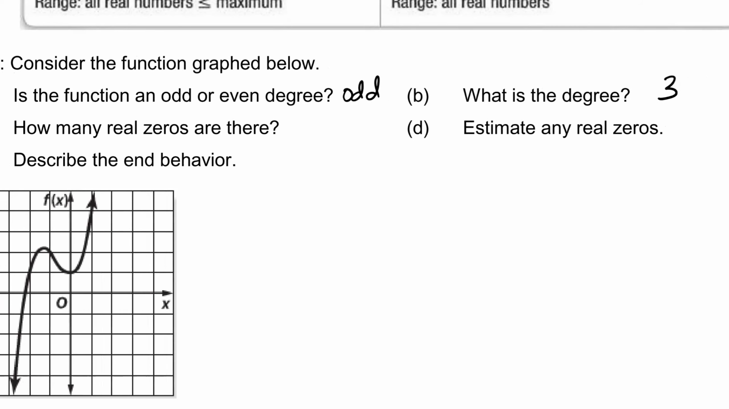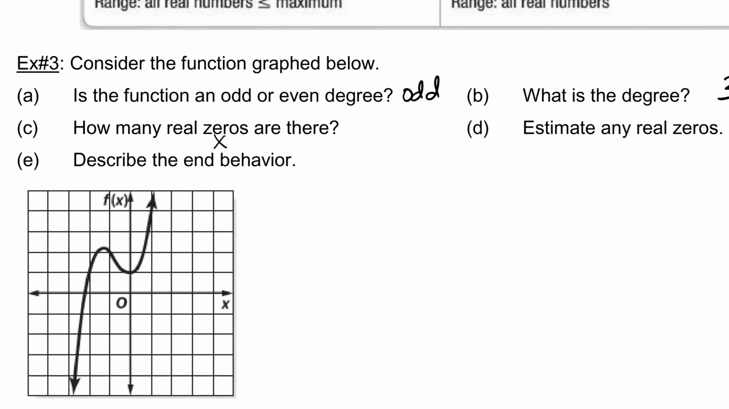So wait, what does it mean by 0? 0 is another word for, Natalie, do you know? No. Intercept. The x-intercept. So, remember, real zeros, this is just talking about the x-intercepts. So think about how many x-intercepts we have. How many do we have? 1. We have 1 x-intercept, so therefore we have 1 real zero.